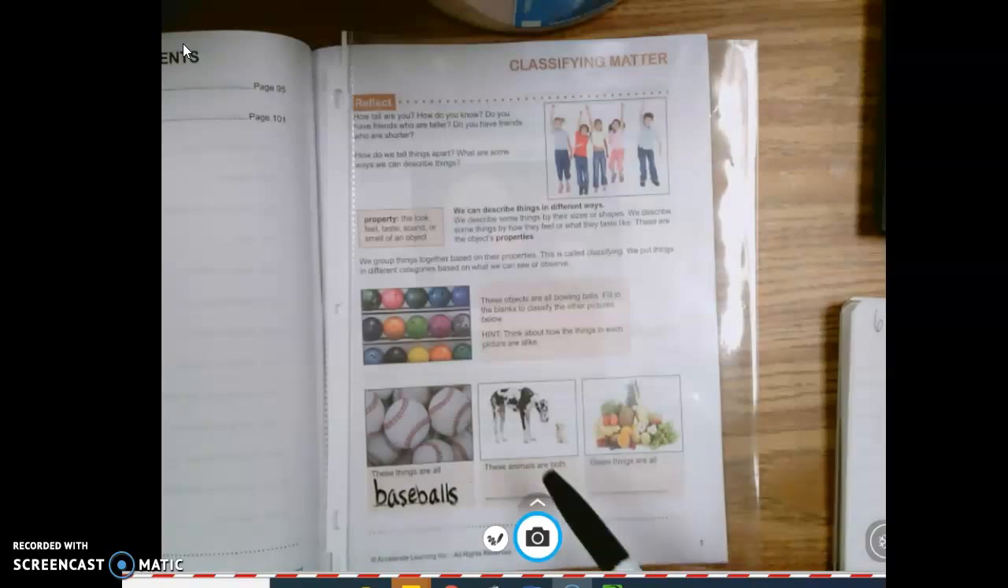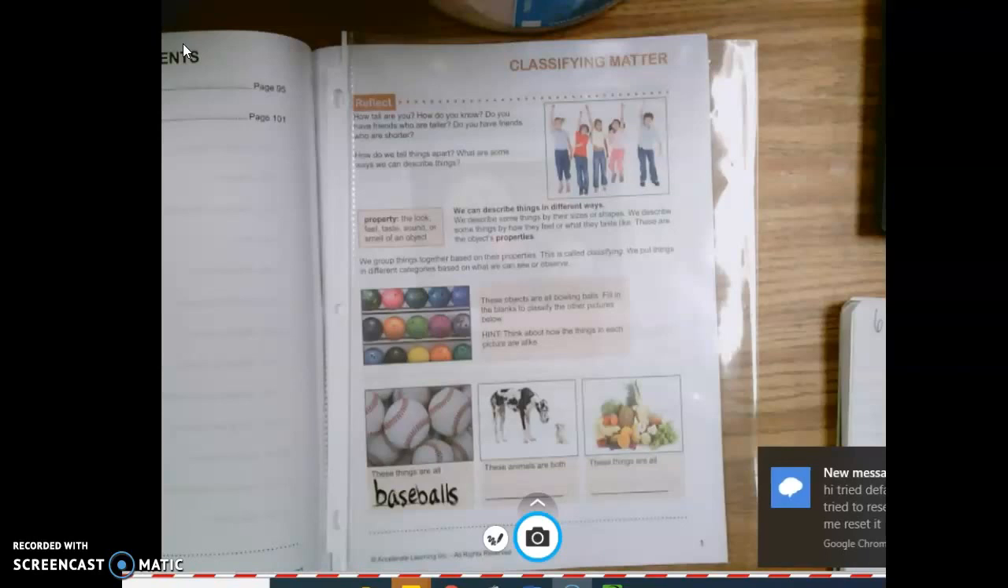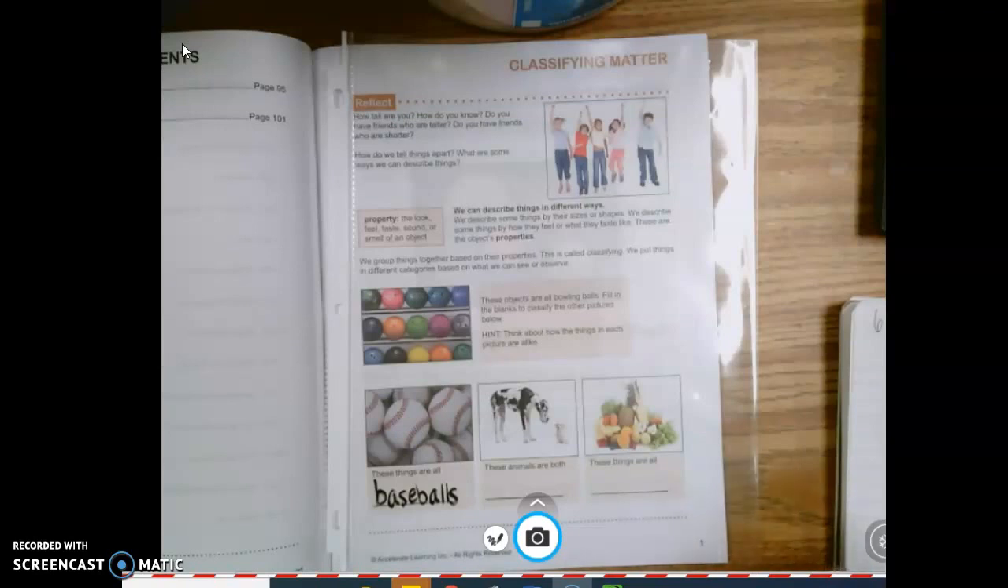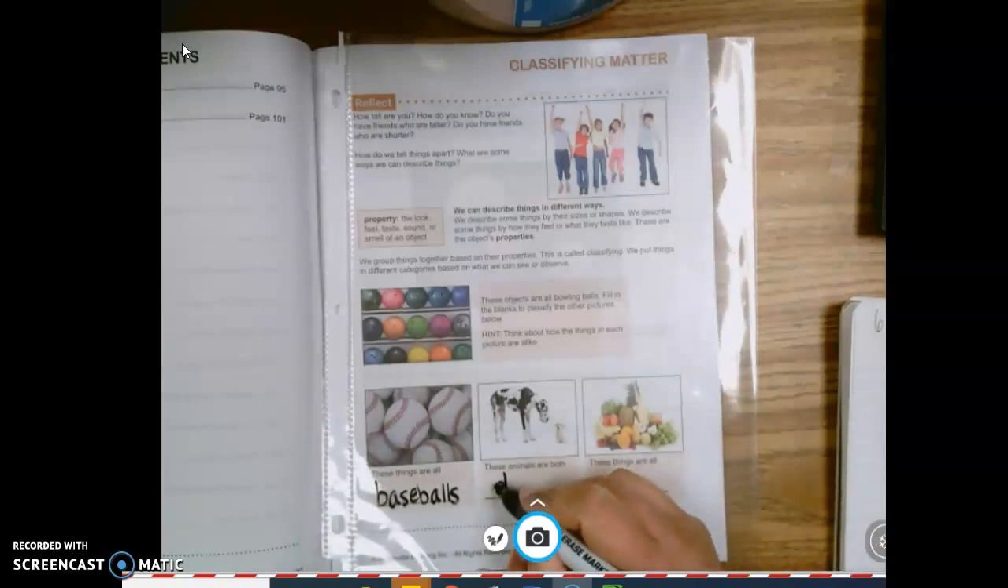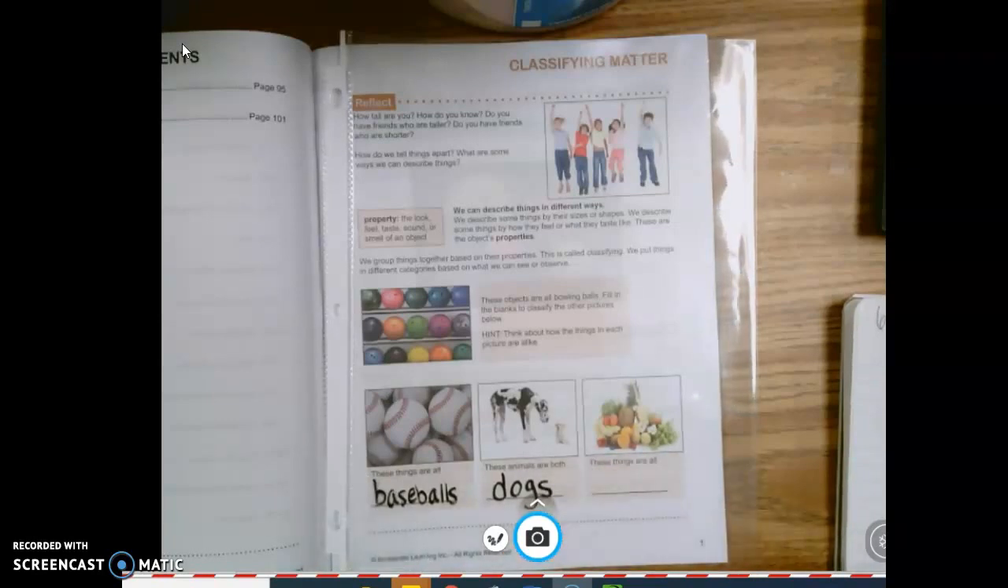Now let's look at this next picture. Oh, I've got a really big dog with spots, and I've got a really small dog without spots. But what makes these two things the same? Oh, I know. They're both dogs. So these animals are both dogs. No matter how they look or what size they are, they're still dogs.